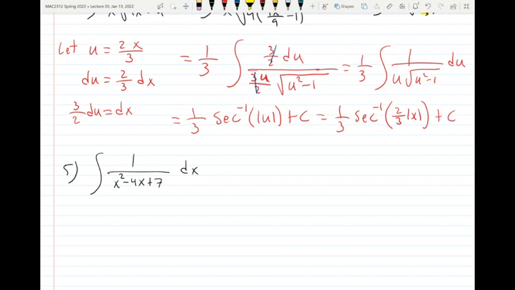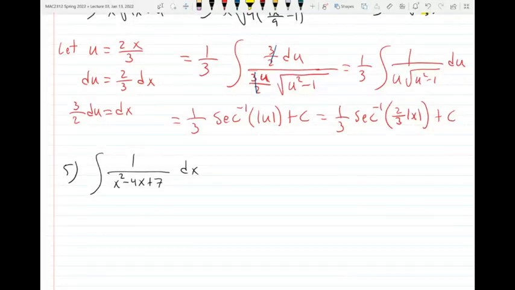So what's the discriminant of this? The discriminant is the stuff inside the square root in the quadratic formula. B squared minus 4ac. So that would be 16, right? Negative 4 squared. That would be 16 minus 4 times 7. So 4 times 7 is 28. So that's a negative number, right? 16 minus 28. So that means there are no real solutions to this.